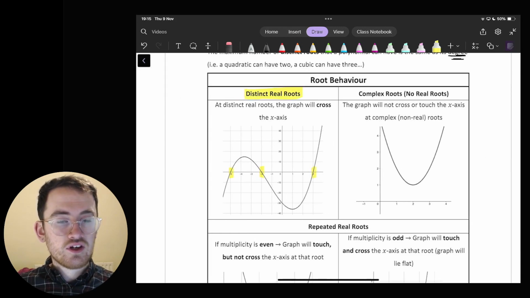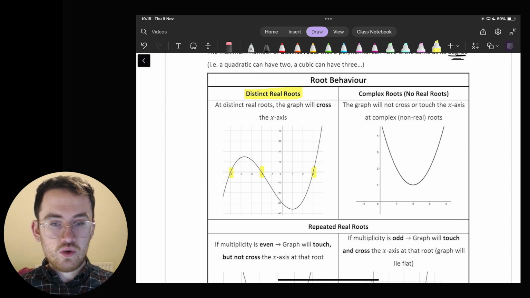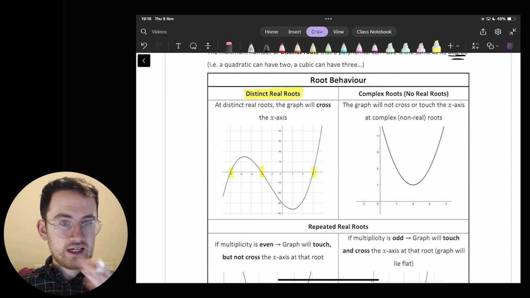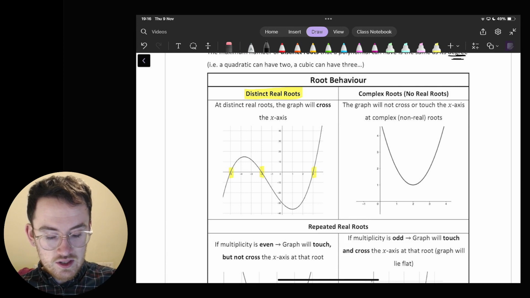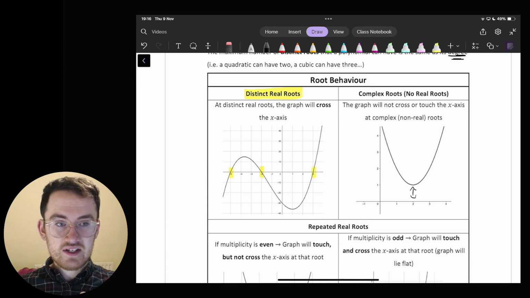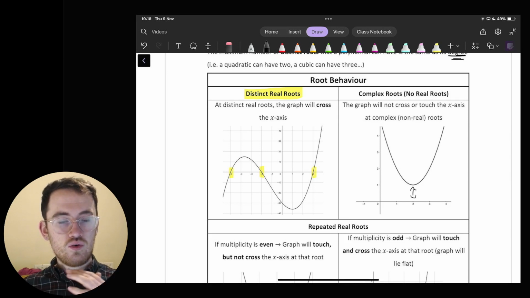If we have complex roots or no real roots, the complete opposite of my distinct real roots, the graph will not touch or cross the x-axis. It won't even go near it. We can see here this graph is sitting in midair, and there's a good bit of distance between the bottom of the graph and the x-axis. So it doesn't actually touch the x-axis at all. And that just tells us that there are no real roots.